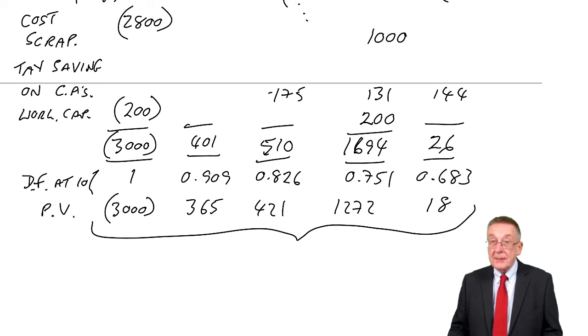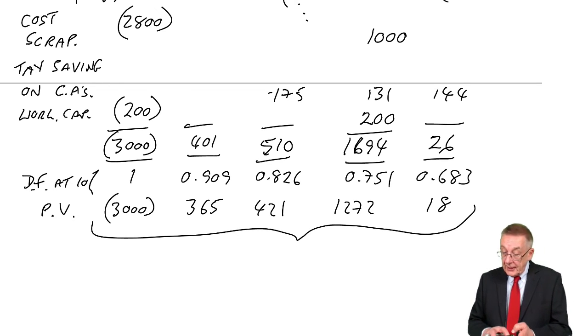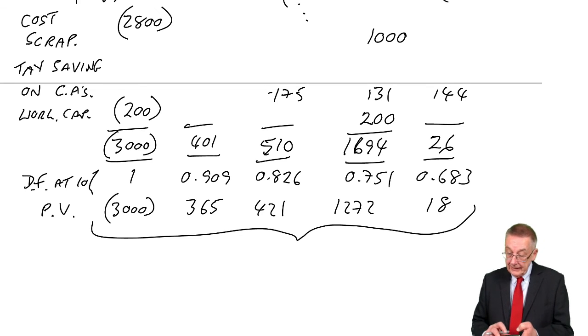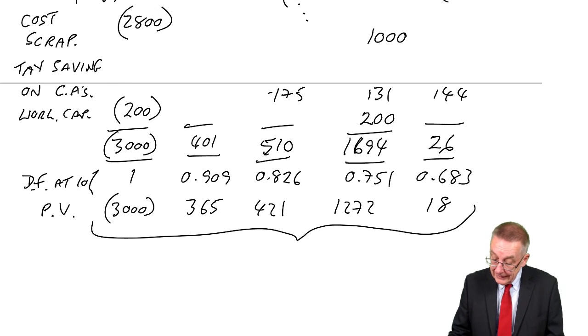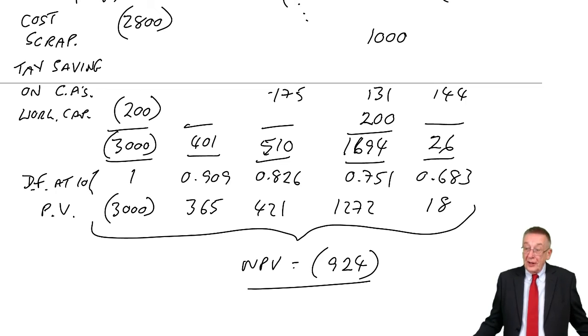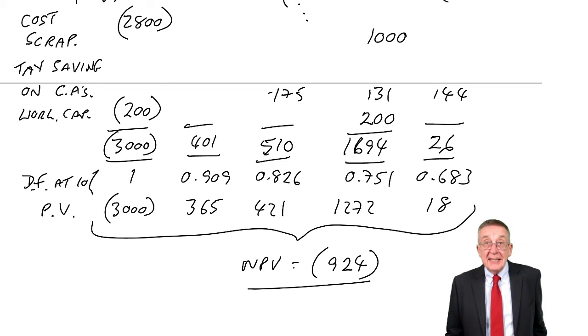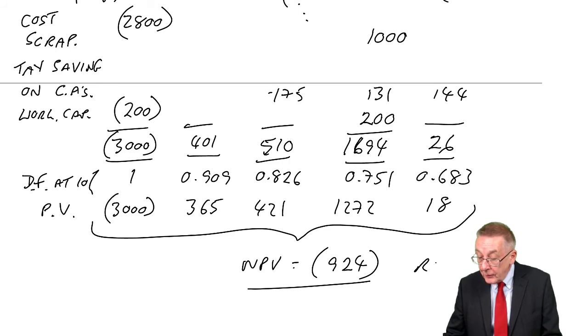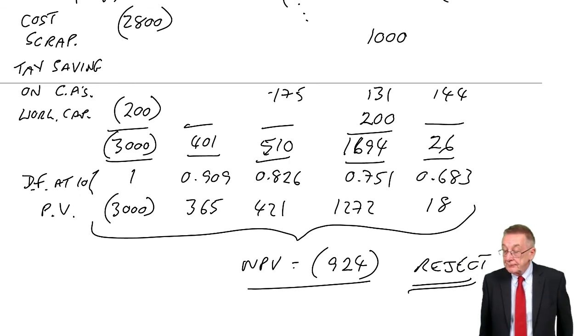And finally, the net present value: 365, 421, 1272, 18, minus 3,000. The NPV, I get to be minus 924. And so, of course, after all of that, we've ended up with a negative net present value, and therefore we would reject the project.